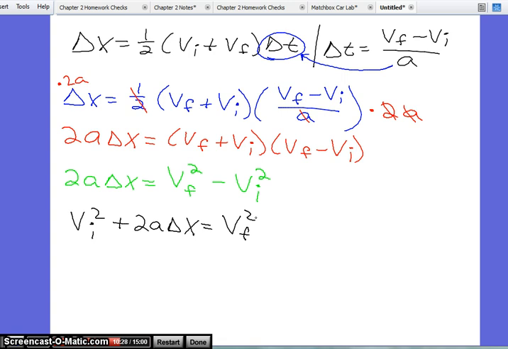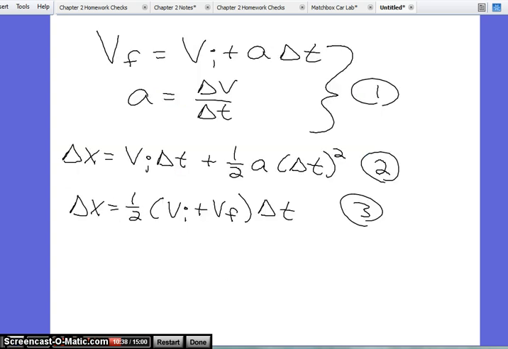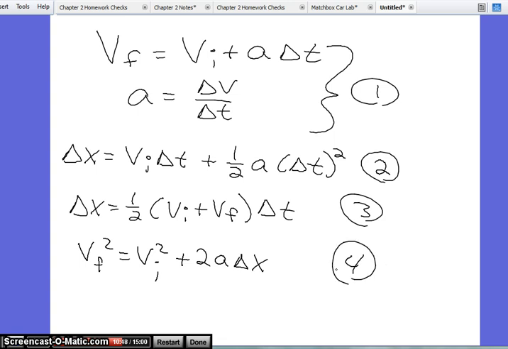Now a lot of times we'll flip this and write it as, instead, vf squared equals vi squared plus 2a delta x. So that is our fourth equation. vf squared equals vi squared plus twice the acceleration times delta x. So these are our four equations that we can use in kinematics when dealing with acceleration.